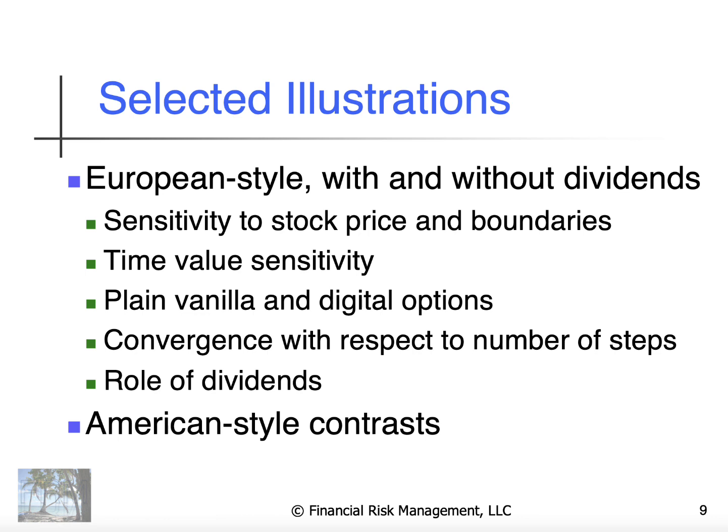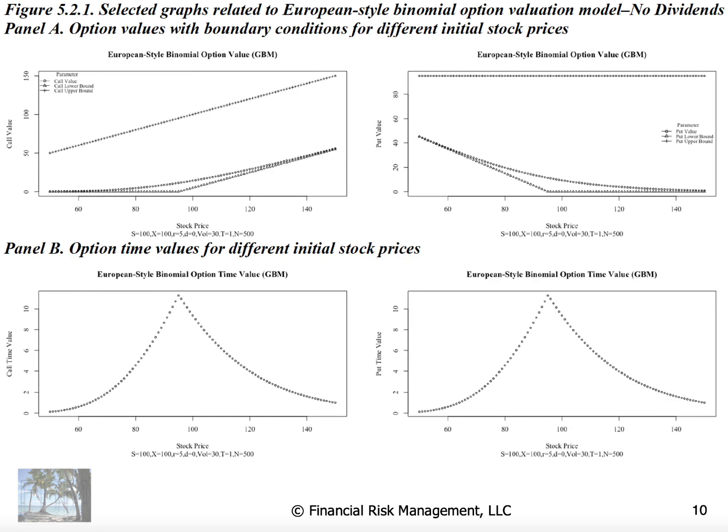We'll look at plain vanilla as well as digital options, convergence with respect to number of time steps and the role of dividends, and American style will be contrasted with European style. So this first graph, the European style binomial model, we now have, if you recall, we had these boundary conditions and we were looking at actual option mid prices.